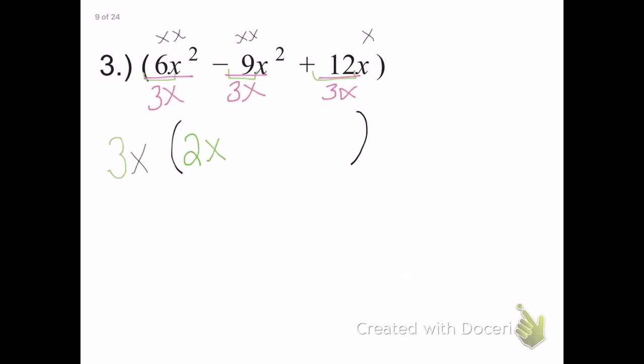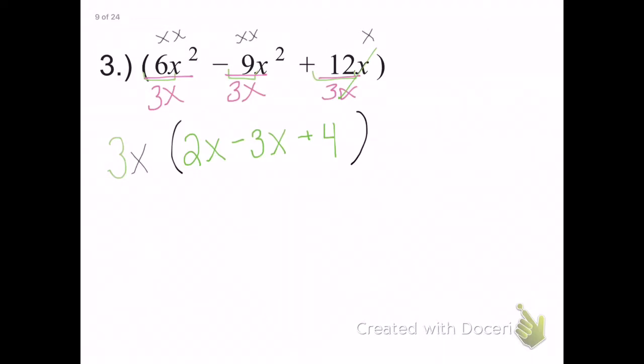Our second term, we've got -9 divided by 3, so that gives us a -3. Then we have x squared divided by x, which gives us an x. Done with our second term. And then our last term, we've got 12 divided by 3, which gives you a positive 4. And we have x divided by x, which they just cancel out, and you're left with 4.